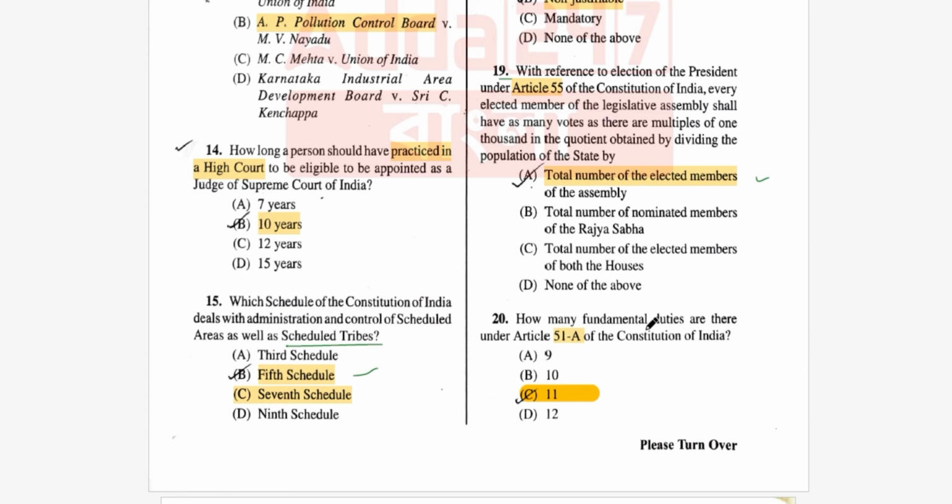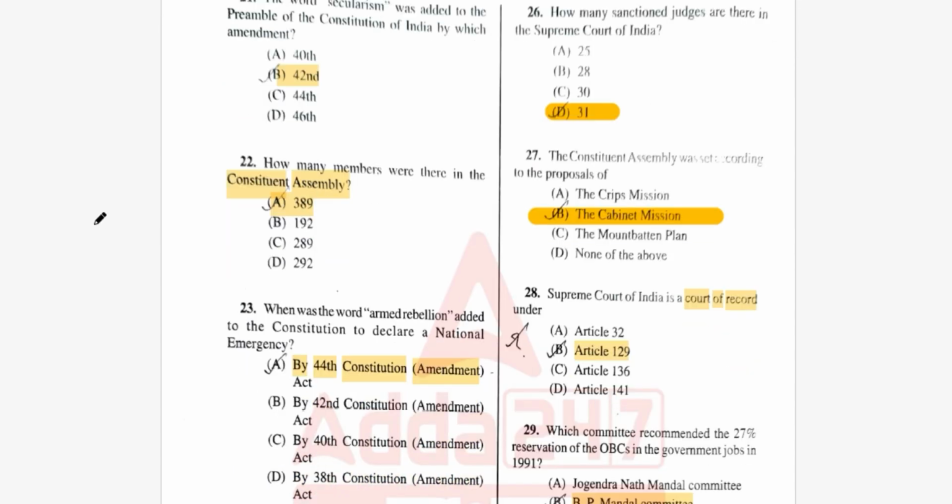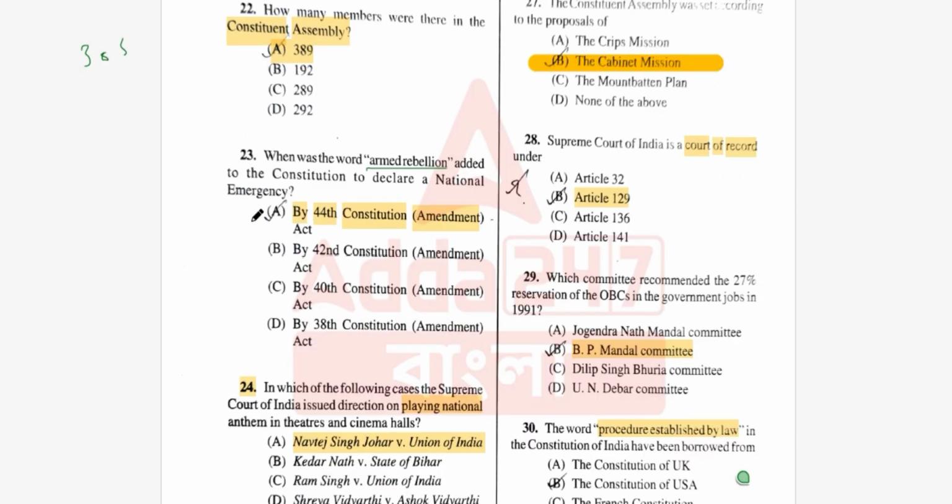Next question: how many fundamental duties are there under Article 51A? That is 11. First there were 8, and after the addition, 3 more were added. Next, the word secularism was added to the Preamble of the Constitution of India by which amendment? That is the 42nd Amendment. We told you already, it is a mini constitution. How many members are there in the Constituent Assembly? That is 389. And how many articles are there? That is 385.